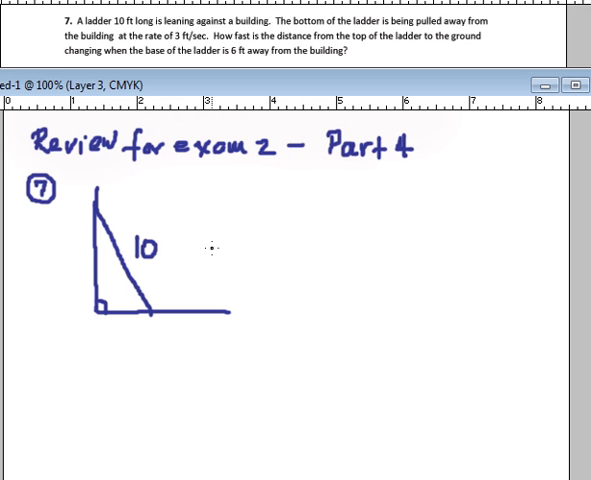The bottom of the ladder is being pulled away from the building at the rate of 3 feet per second. Okay, so let's say if we call this X and this Y, if the bottom of the ladder is being pulled in this direction away from the building, then X is increasing at the rate of 3 feet per second. All right, so that means dx/dt is 3.